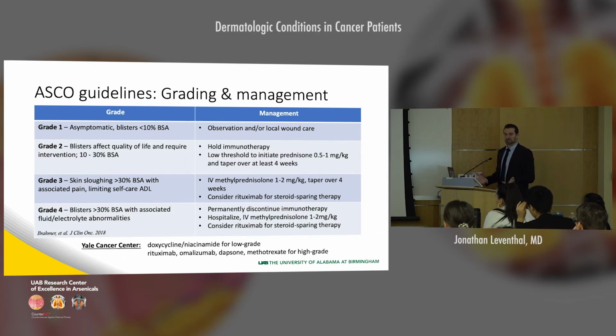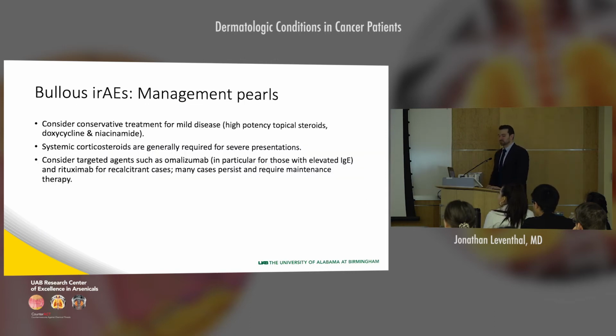And so while you're using prednisone, immune checkpoint inhibitor therapy is held with the plan that you're able to restart it at low doses and when the rash responds. Rituximab is the recommendation for the severe cases that don't respond. I would say that in my experience, I've had really good results also with omalizumab, as well as dapsone and methotrexate. And so the takeaway points from the bullous immune-related adverse events is that I want you to consider conservative treatments rather than just rushing to prednisone when you can. And if you do need to do prednisone and the steroid-sparing drugs, I'd urge you to consider a targeted approach with omalizumab or rituximab.